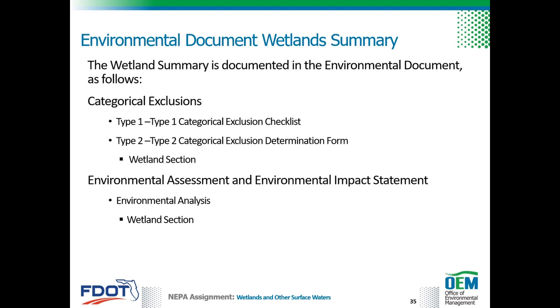The location of the wetland summary within the document is dependent on the environmental document being prepared. For Type 1 categorical exclusions, the wetland summary is documented in the Type 1 categorical exclusion checklist. The wetland section of the Type 2 categorical exclusion determination form documents the wetland summary for Type 2 categorical exclusions. The wetland summary should be documented in the wetland section of the environmental analysis for both EAs and EISs. Please note, there are chapters in Part 1 of the PD&E manual as well as other NEPA introductory courses that provide guidance on how to prepare these types of environmental documents.